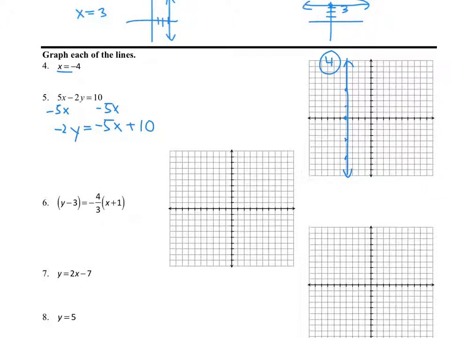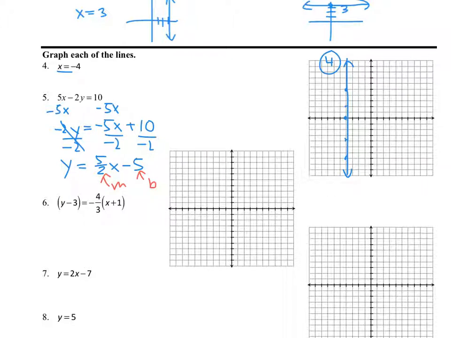And now to get rid of the -2 in front of the y, we're going to divide both sides by -2, and we have to divide all terms by -2. So the -2's cancel, y equals, the negatives cancel, and we get +5 over 2x, and 10 divided by -2 is -5, so -5. And now when I graph this line, I'm going to start by plotting the y-intercept. So the y-intercept, or b, is -5. And the slope, m, is 5 over 2.